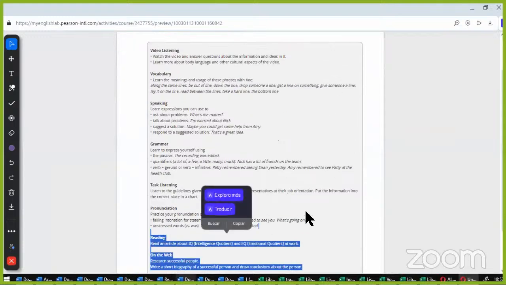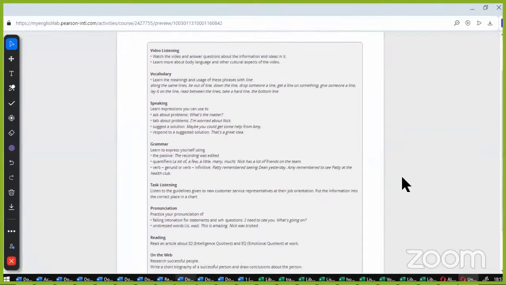Okay, let's move on. Can you please read? Of course. So, video listening. Watch the video and answer questions about the information and ideas in it. Learn more about body language and other cultural aspects of the video. Vocabulary. Learn the meanings and usage of these phrases with line. Along the same lines, be out of line, down the line, drop someone a line, get a line on something, give someone a line, lay it on the line, read between the lines, take a hard line, the bottom line.